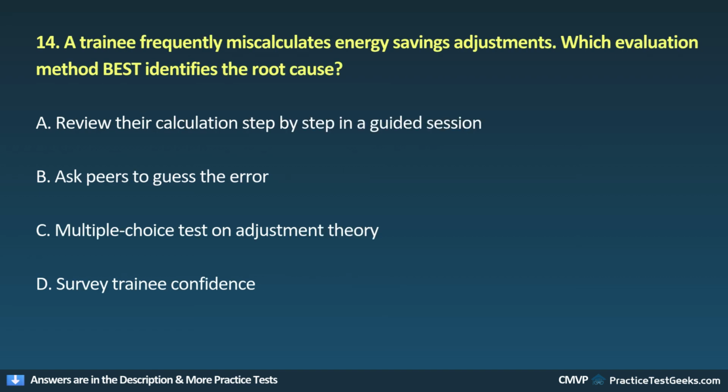14. A trainee frequently miscalculates energy savings adjustments. Which evaluation method best identifies the root cause? A. Review their calculations step by step in a guided session. B. Ask peers to guess the error. C. Multiple choice test on adjustment theory. D. Survey trainee confidence.